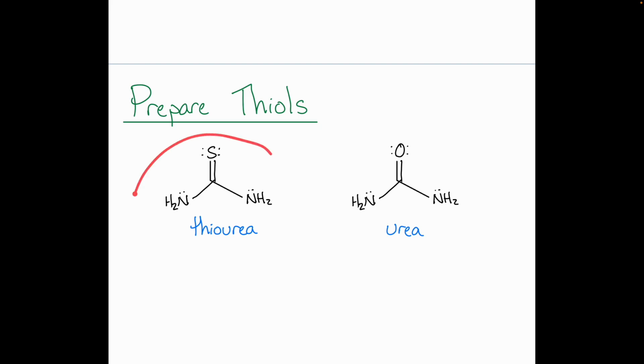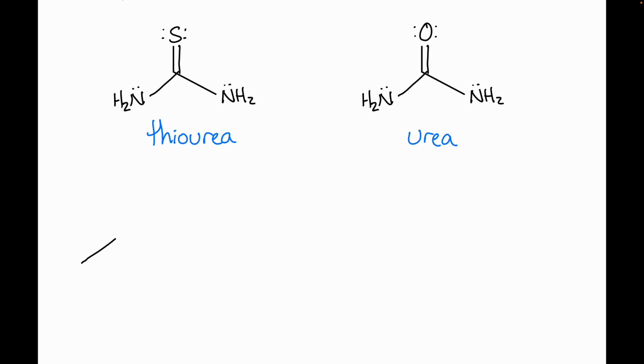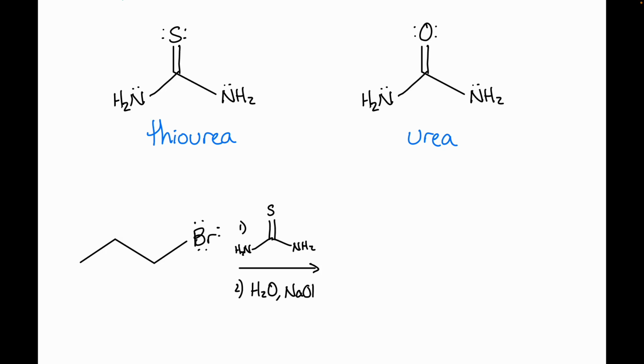Wonderful. Okay, now we're not even talking about urea. We're talking about thiourea. All right, cool. So thiourea is a way that we can take that same alkyl halide and if we treat it with that thiourea, and then water and sodium hydroxide, we won't get this multi-step reaction that leads to a sulfide. We will just get that thiol.